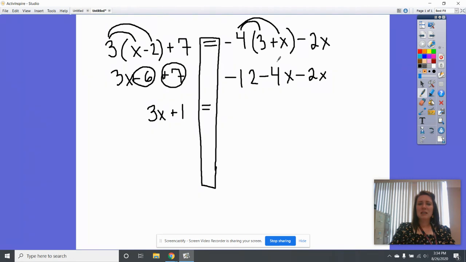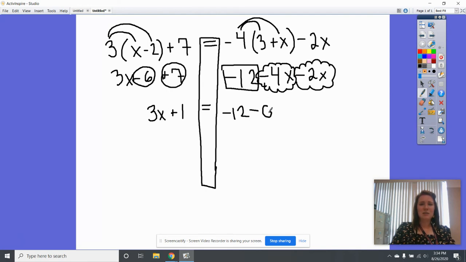Now, this side, let's take a look at what like terms I have. Well, negative 12 is just a number. There are no other plain old numbers to combine with, so I'm just going to put negative 12 down here. Then I have negative 4x and negative 2x. So negative 4x minus 2x is negative 6x.